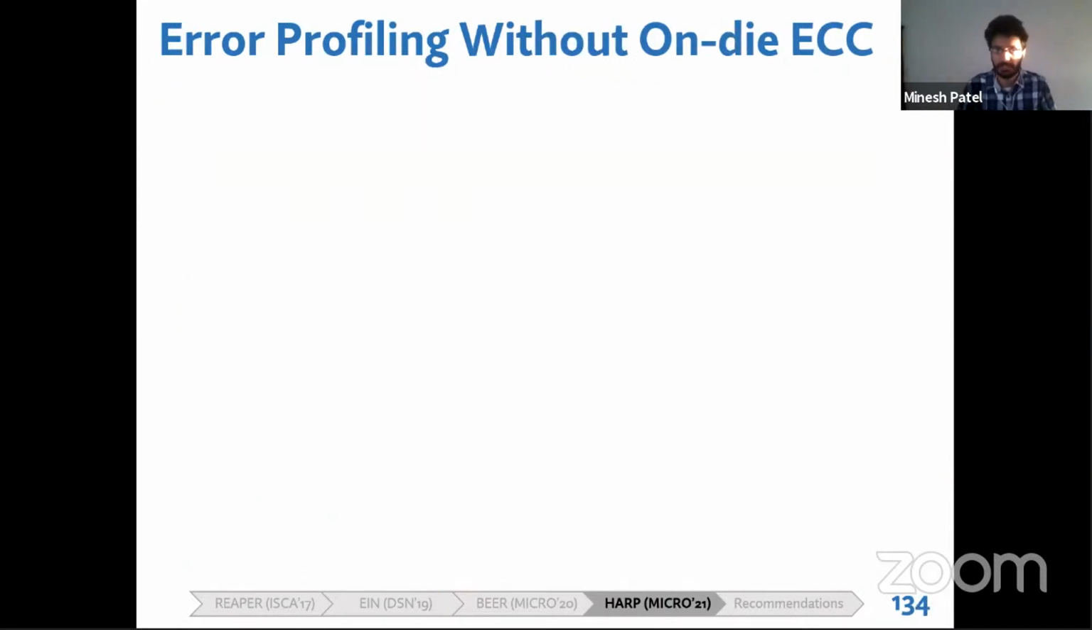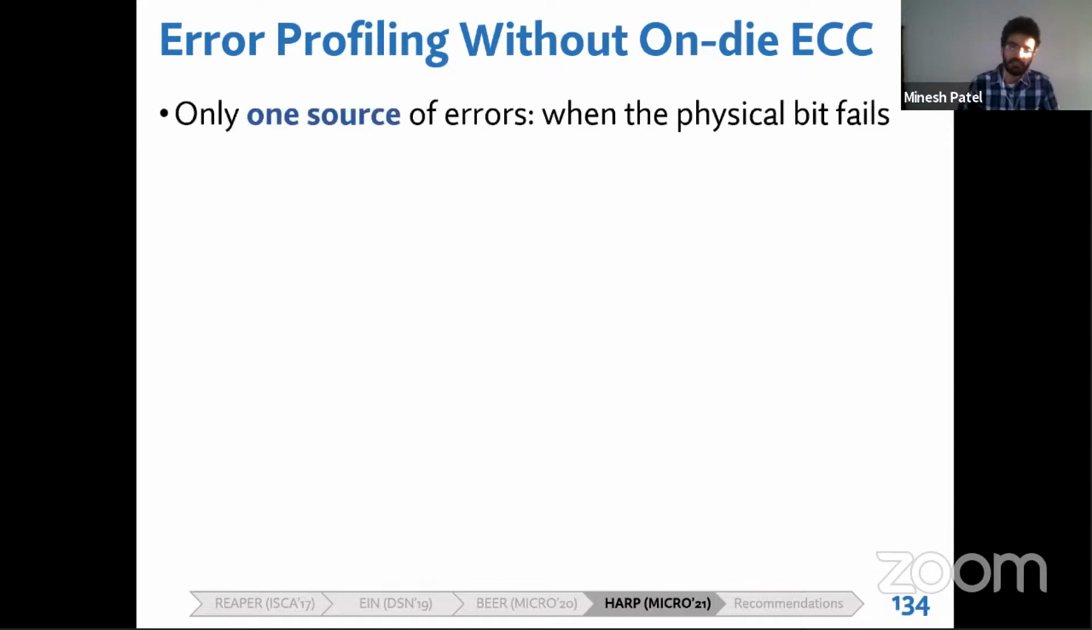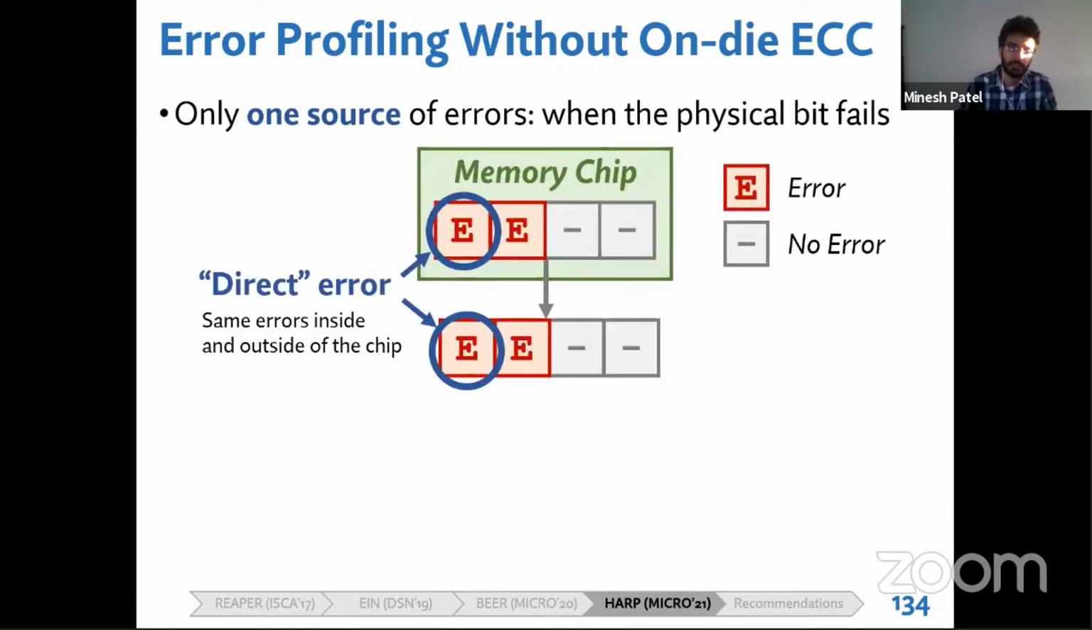So let's take a closer look at what happens without on-die ECC. Without on-die ECC, there's only one source of errors, and this is when the physical underlying bit fails. Here's a diagram which illustrates this. When the bit inside the memory chip fails, an error is observed at the interface. We refer to this as a direct error because the observed error is caused directly by the underlying bit failing and for no other reason.